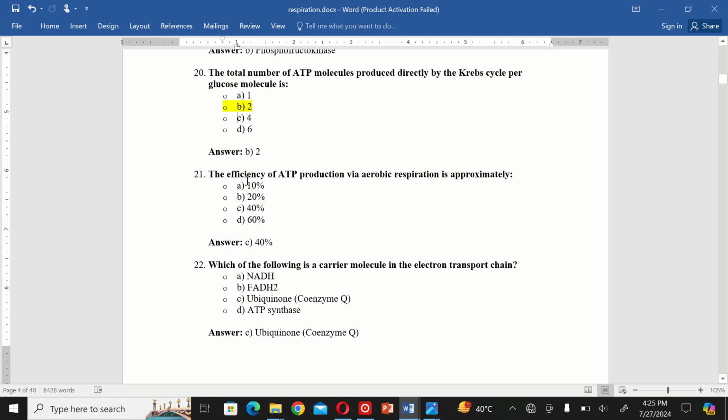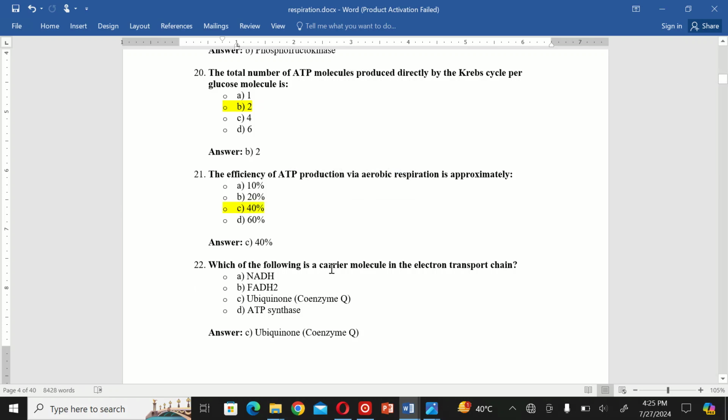The next MCQ is: the efficiency of ATP production via aerobic respiration is approximately A. 10%, B. 20%, C. 40%, D. 60%. So the correct option is C, 40%.